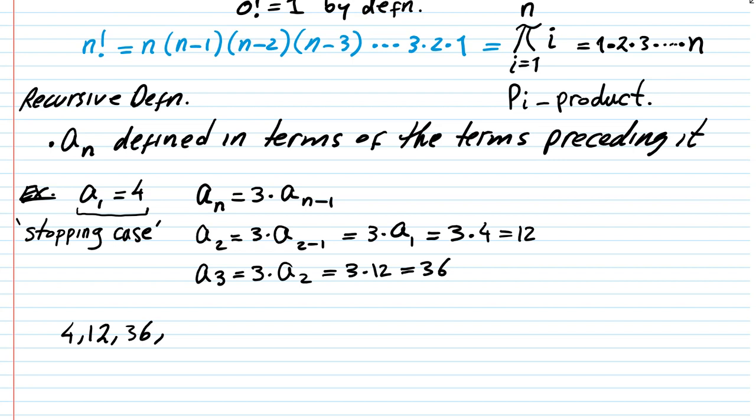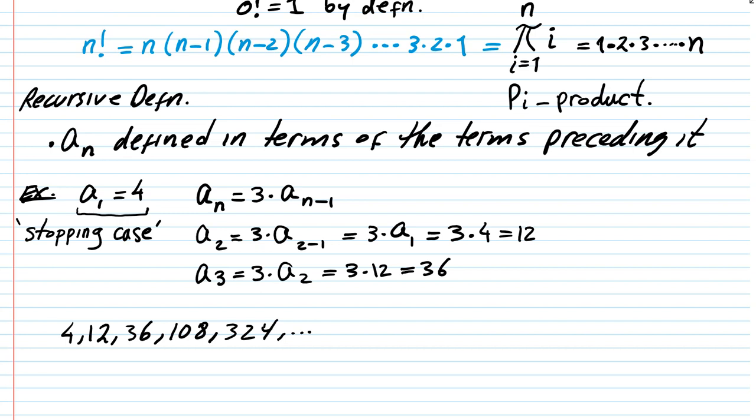And the next one, I guess you multiply this by 3 and you get the next one, right? So the next one would be 108, the next one 324, and so on. You see how that works? It's very important to have that stopping case or the initial case. Otherwise, we will not be able to write the sequence.